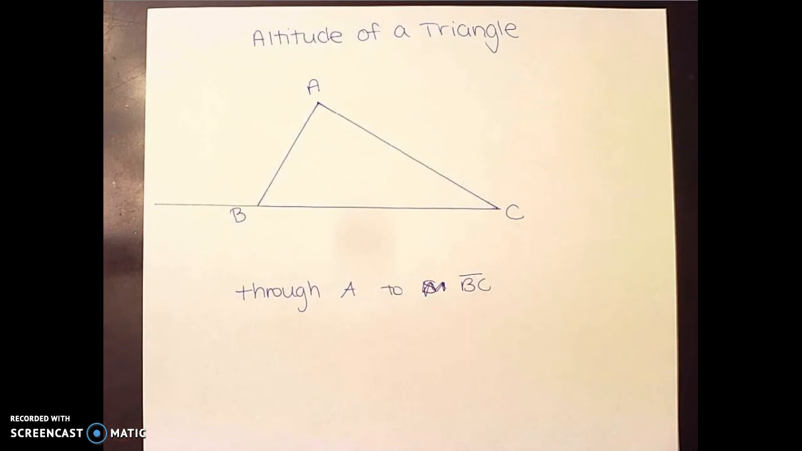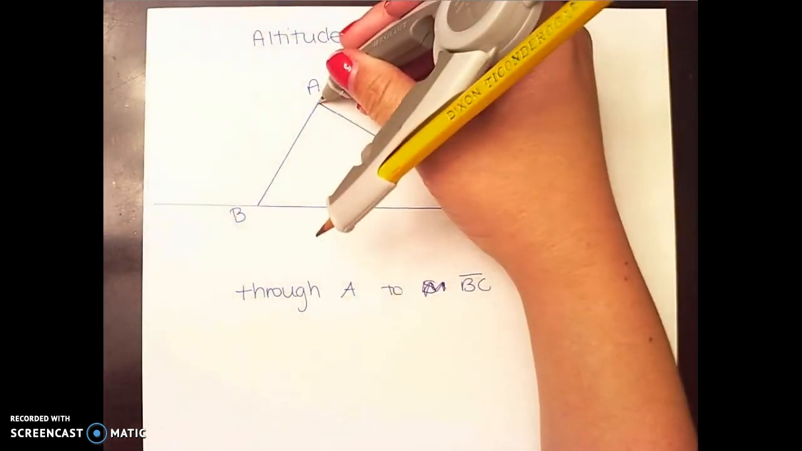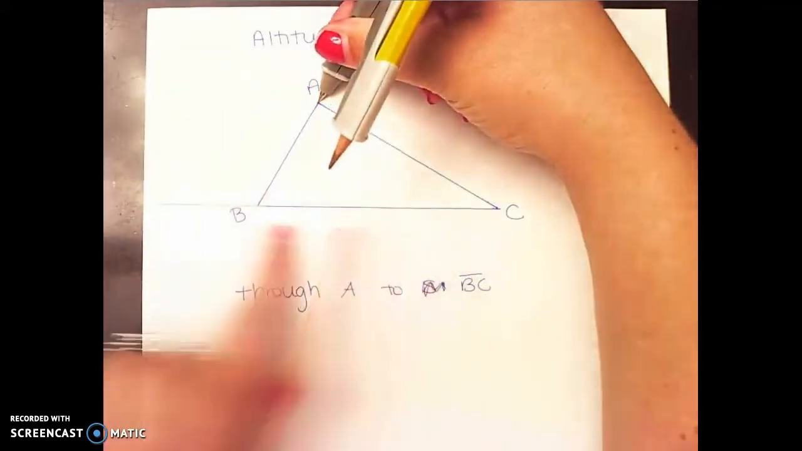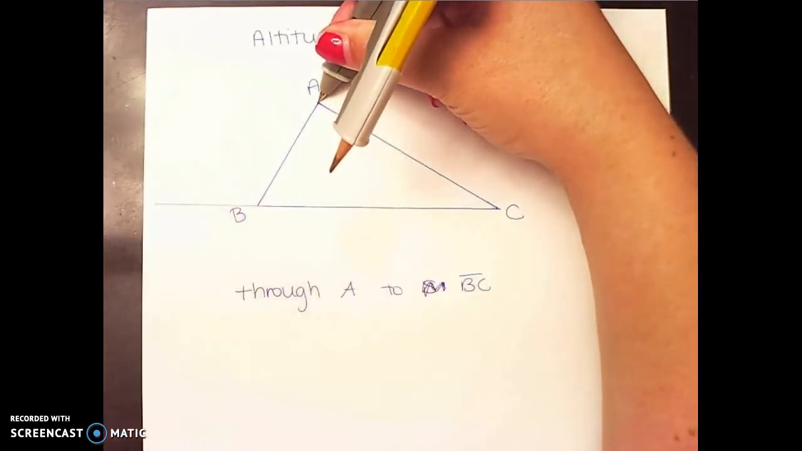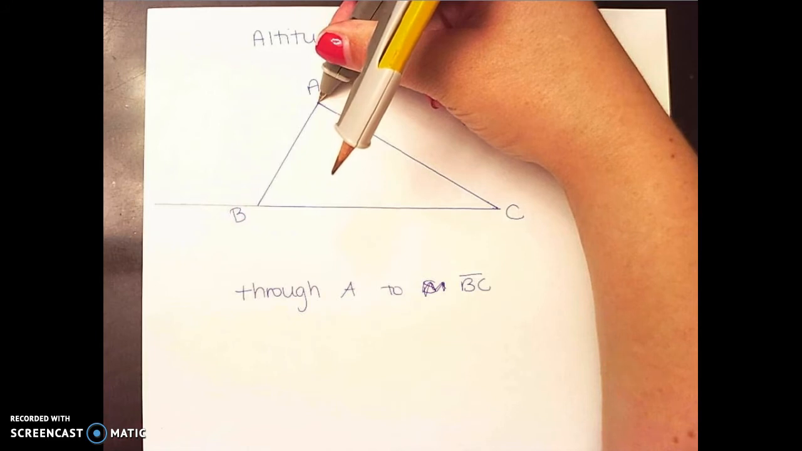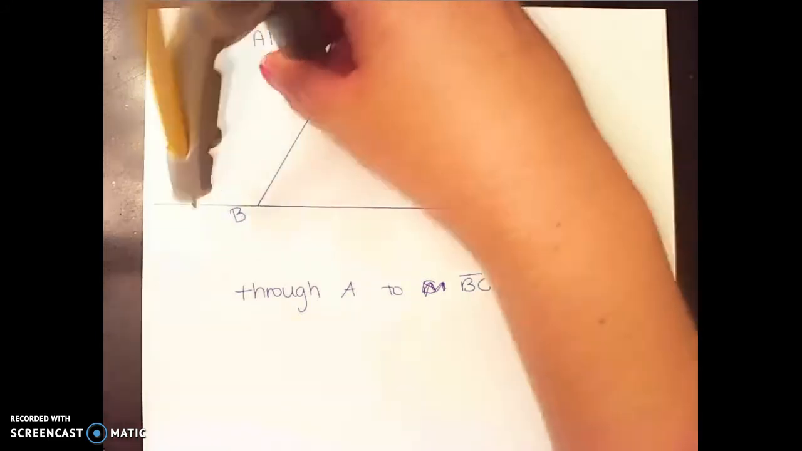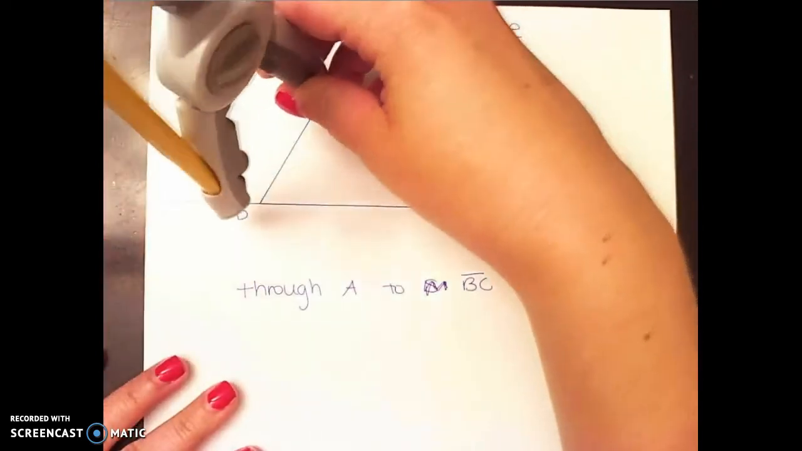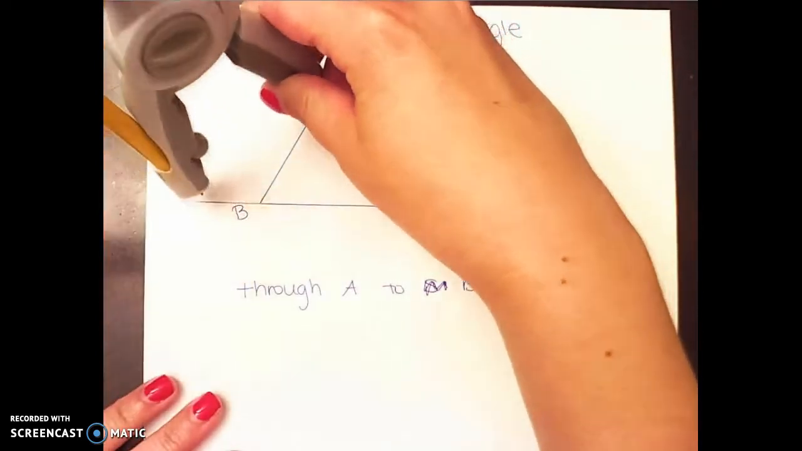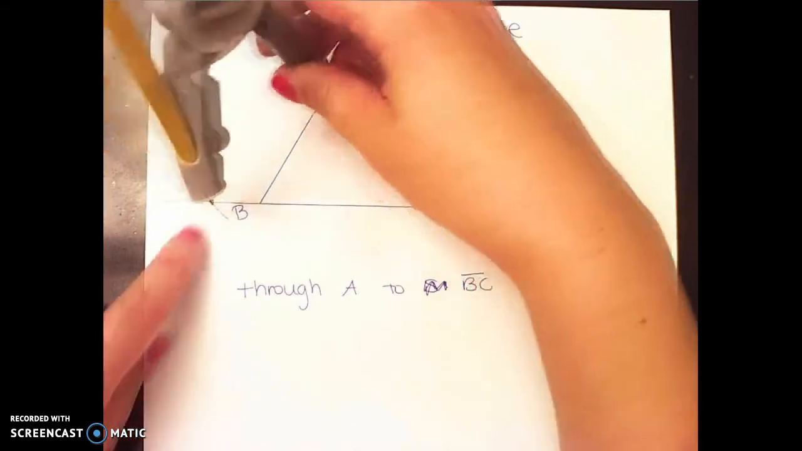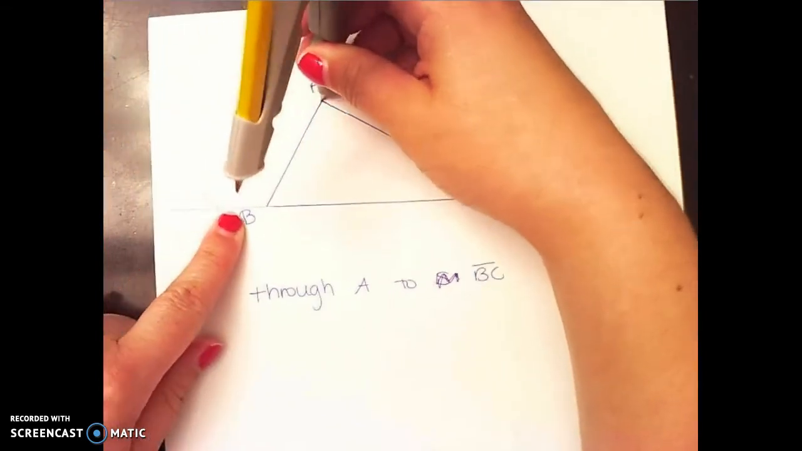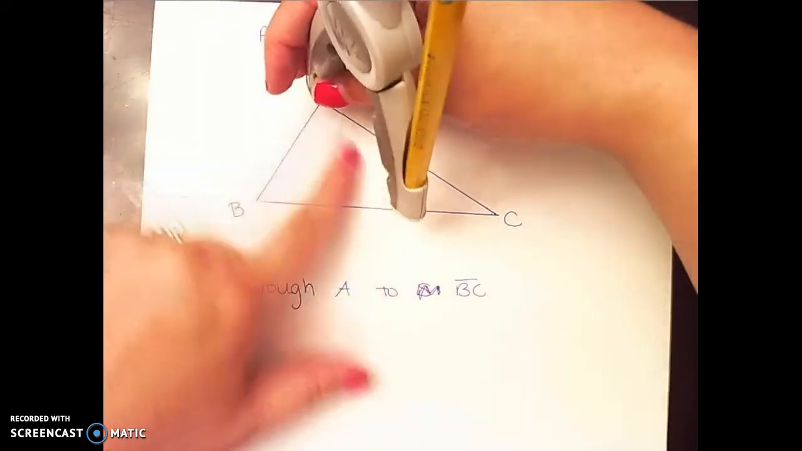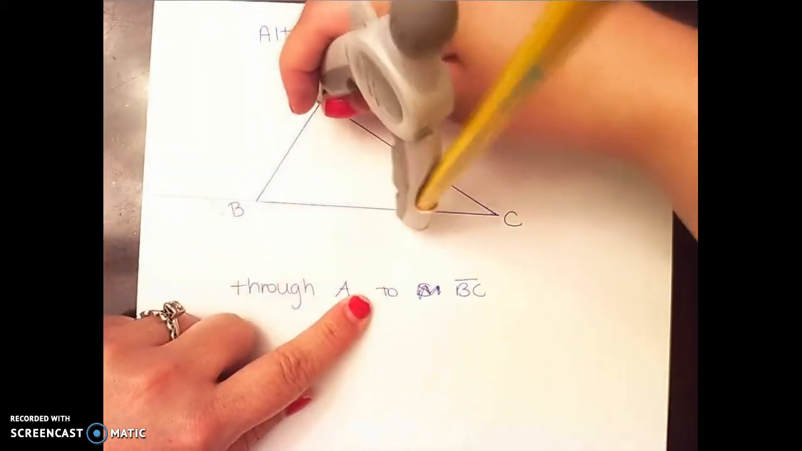And then I'm going to start with my compass point on A, and I'm going to mark off 2 points on this segment that are equidistant from point A, meaning the same distance from point A. So for example, this point right here, where that arc intersects my segment, and I'm going to do another, using the same size compass, another arc on this side.